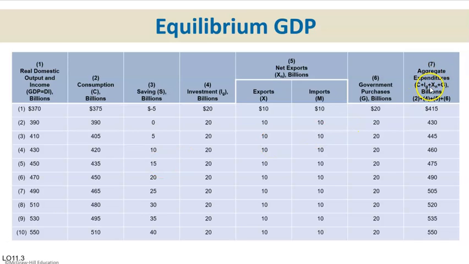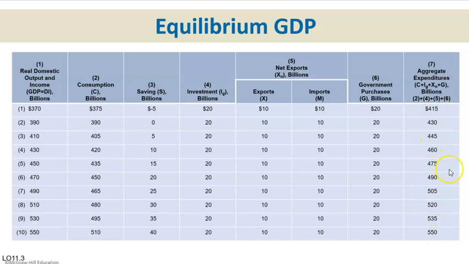From here, to find aggregate expenditures, which we're going to get to over here, we're going to look at not only the consumption, but also the investment, the net exports, and the government purchases. We add them all together to get aggregate expenditures. So most of the time, you're not given any of this information over here.